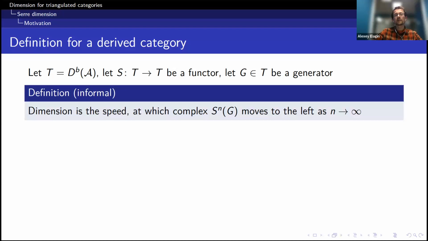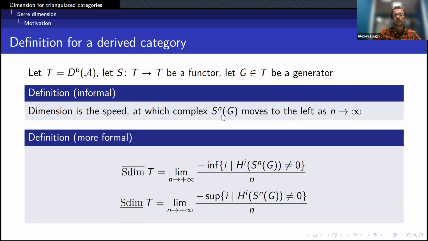We have some complexes. Any complex has support, that's the number of positions where this complex has non-zero cohomology, and this support somehow changes when n increases. So let's look at how quickly it moves, this support of this complex.